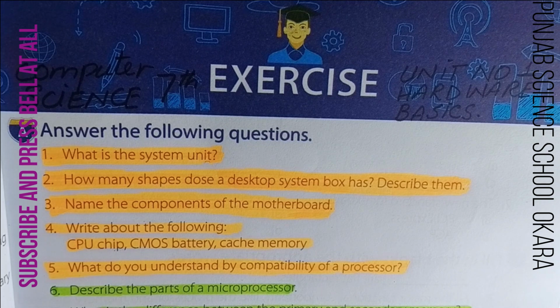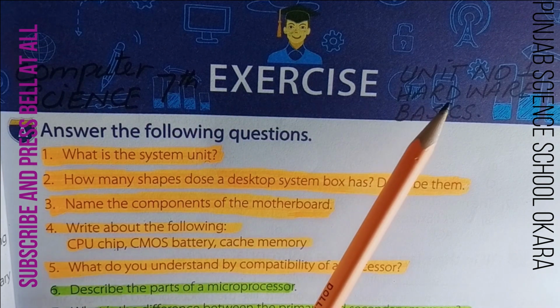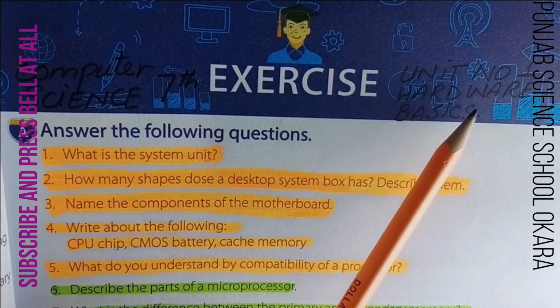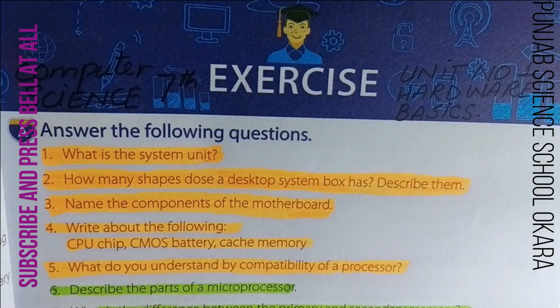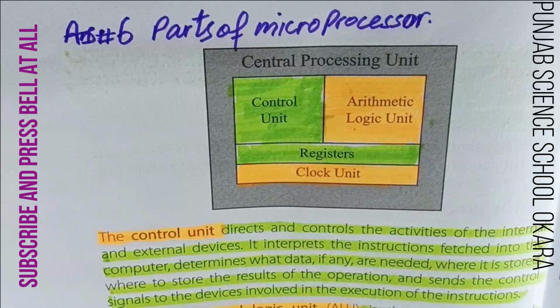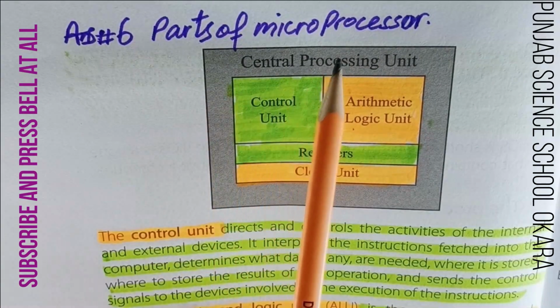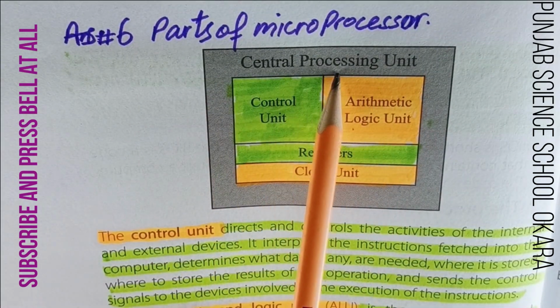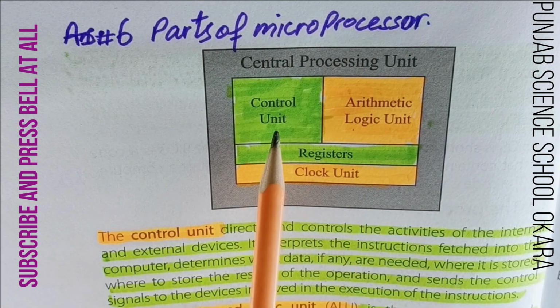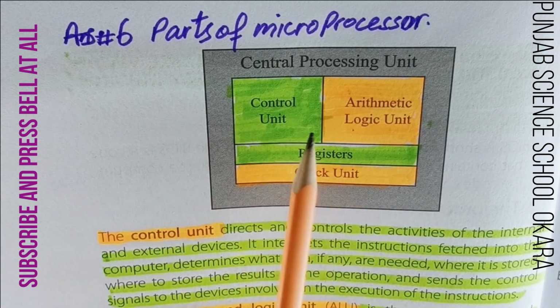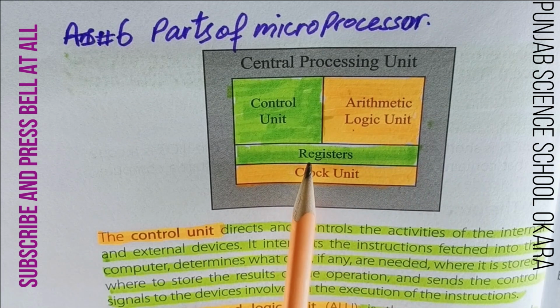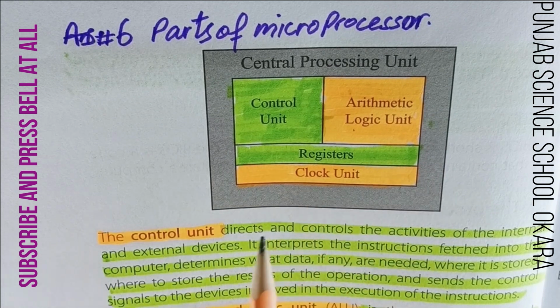It is Computer Science 7, Unit number 1, Hardware Basics Exercise. Question number 6. Describe the parts of a microprocessor. Answer. Parts of microprocessor. Central processing unit has the following 4 parts: control unit, arithmetic logic unit, registers, clock unit.